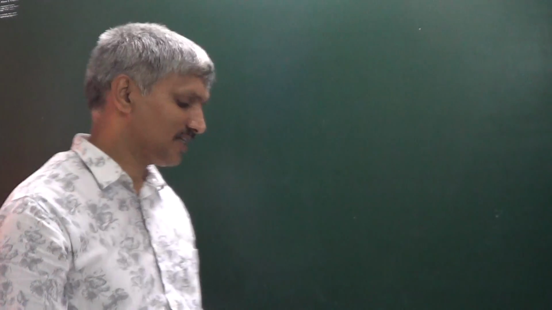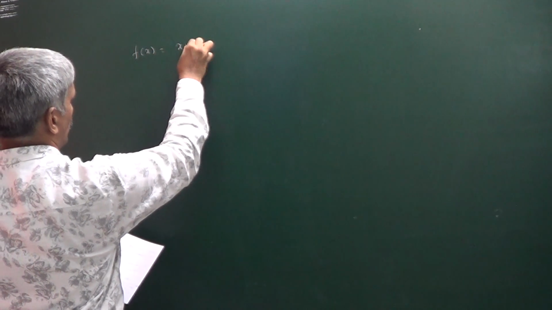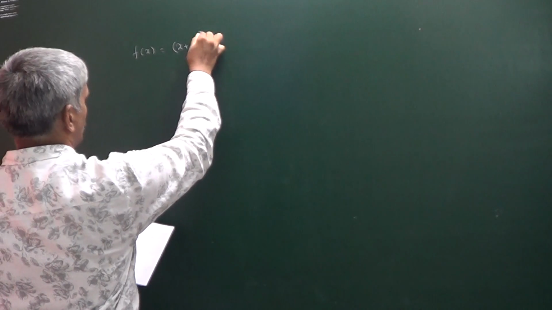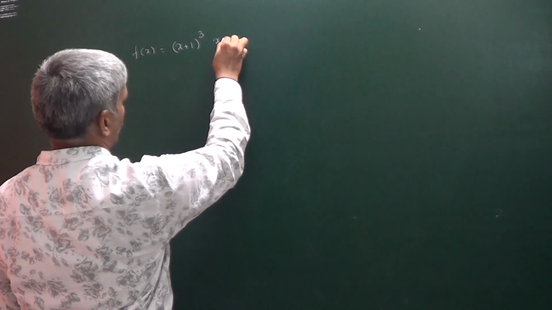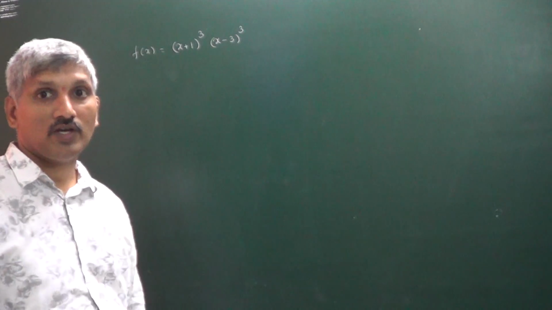So in this particular class I want to discuss a few questions based on monotonic functions, that means increasing and decreasing functions. This is the first question. f(x) = (x + 1)^3 (x - 3)^3. Where is this function strictly increasing, and where is it strictly decreasing? We have to find out.